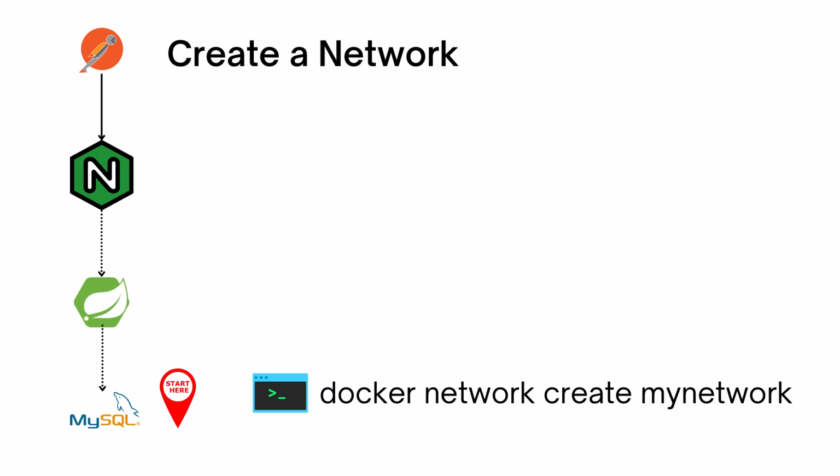The first step that we are going to do in Docker is to create a Docker network, and for that the command is docker network create. Then you can give a network name here. So let's do that first.